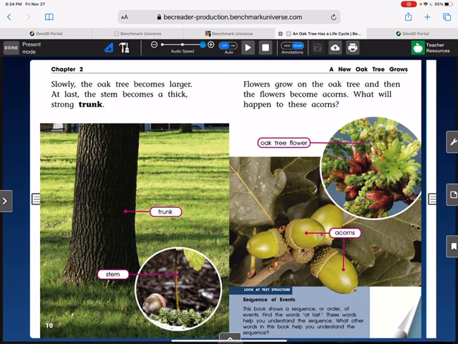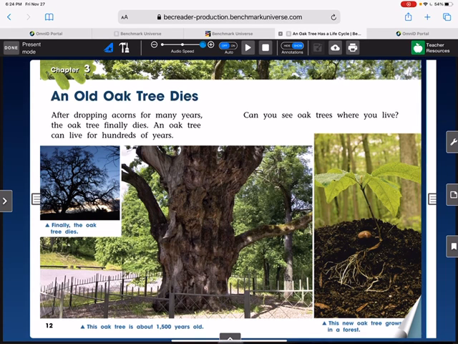This book shows a sequence or order of events. Find the words at last. Do you see them at the top of the first column? These words help you understand the sequence. What other words in this book help you understand the sequence? And when you reread this story on your own, you can certainly go looking for those. We'll see if we can find a few more sequence words as we read.